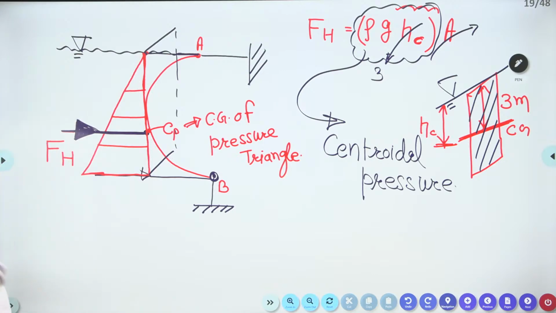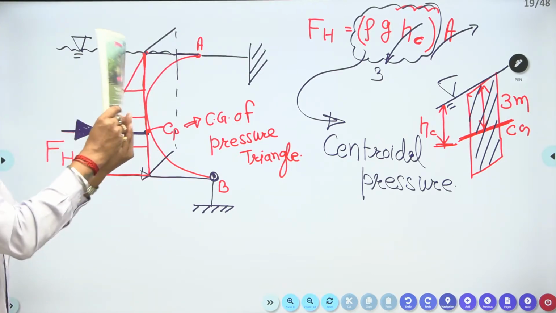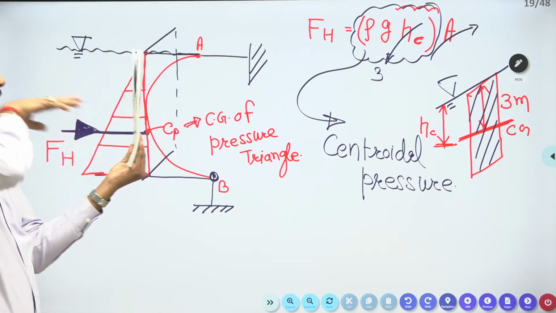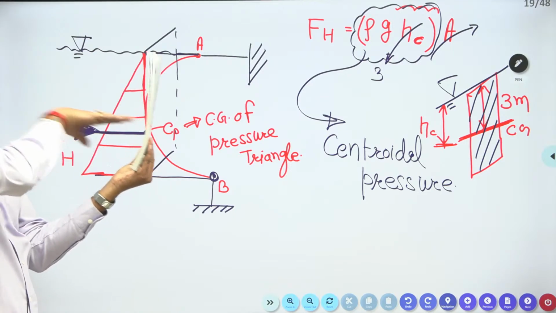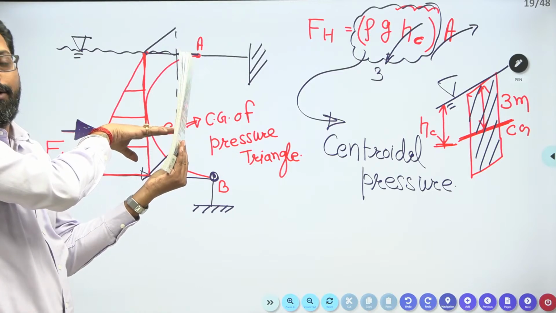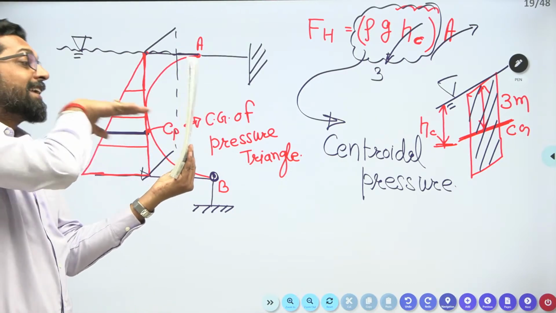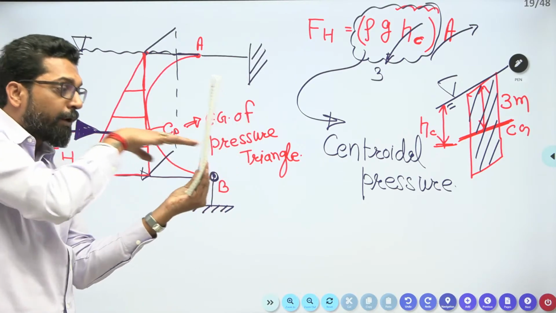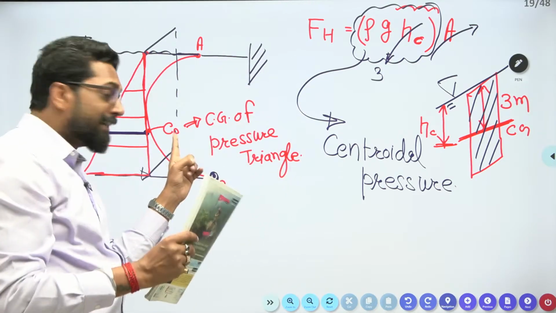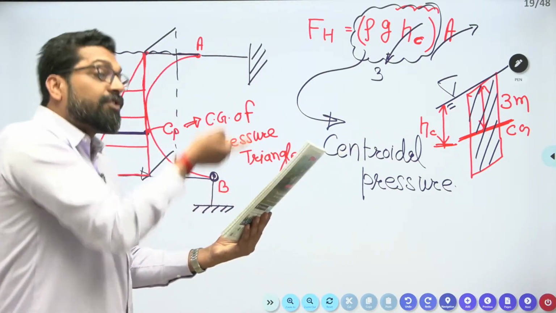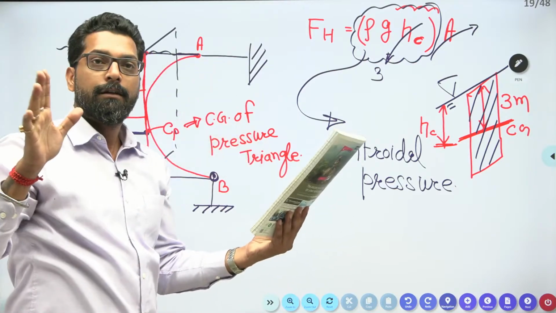I am showing you, one second. This is your plate now. Horizontal component, vertical direction. The horizontal force acts at the center of pressure. The location of the horizontal force is at the center of pressure. And what is the center of pressure? The center of pressure is the CG of the pressure triangle. It is clear, no problem.